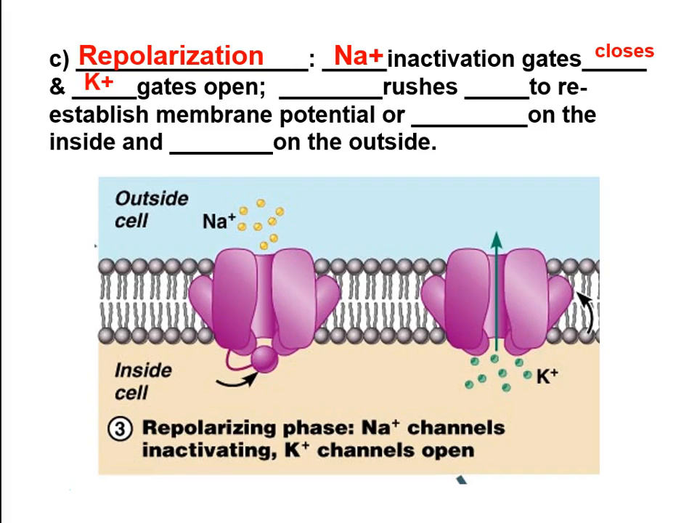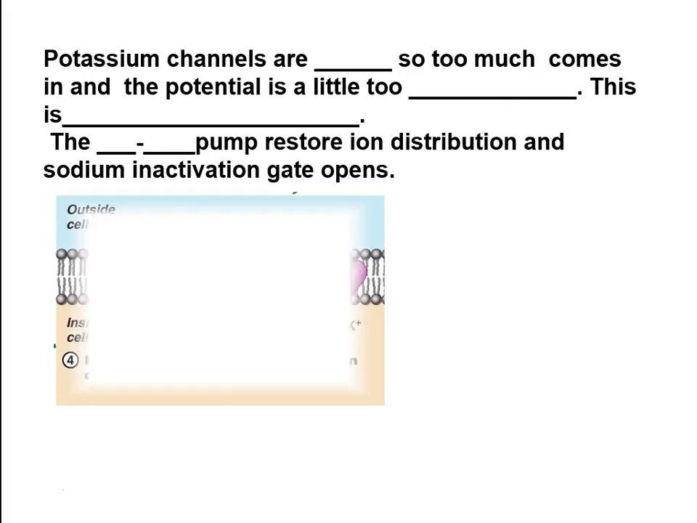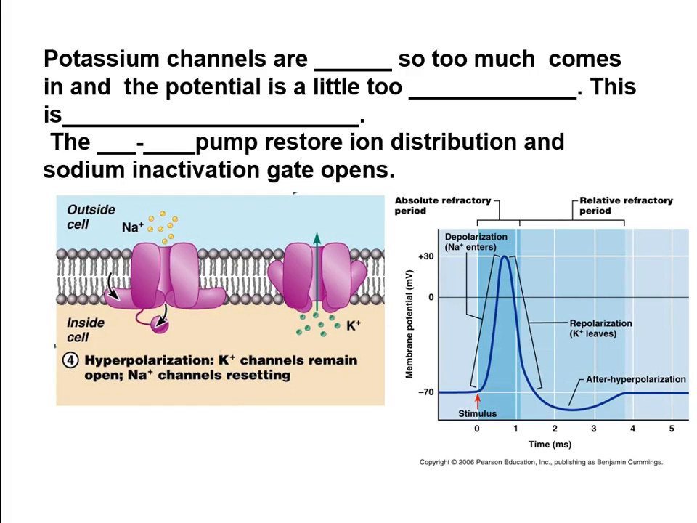Remember, there's more potassium on the inside of the cell than the outside, so potassium rushes out to reestablish membrane potential, or negative on the inside and positive on the outside. So we have repolarized the membrane, and now it's ready to receive another signal. Potassium channels are a little bit slower to close. They're slow channels, so it allows too much potassium to leave the cell, so the inside of the cell becomes more negative than it should be at rest.